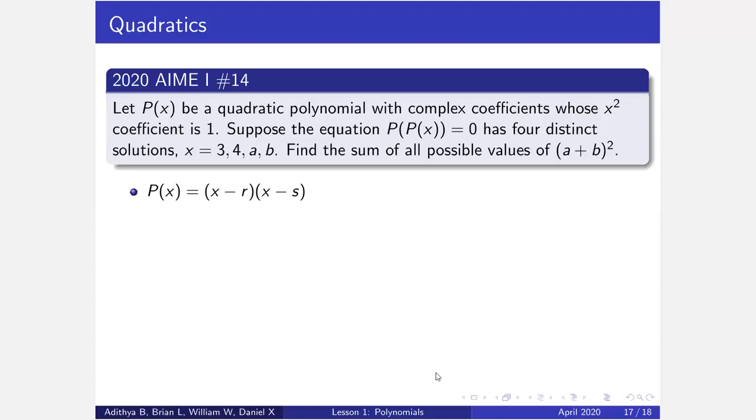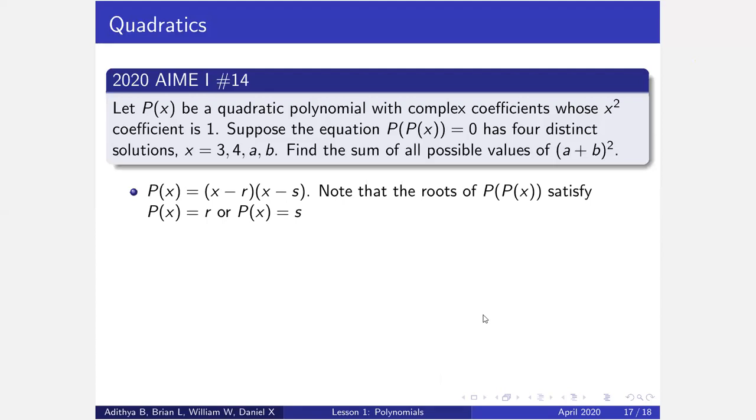So now, if p of p of x is equal to 0, that means p of x must either be r or s. So the roots of p of p of x are the roots of p of x equals r and p of x equals s. So now we only need to consider two cases. We know that 3 and 4 are roots of p of p of x. They either have to be roots of the same quadratic, or they have to be roots of different quadratics. So let's do the first case first.